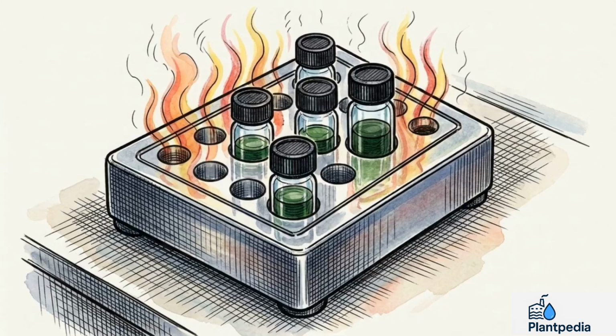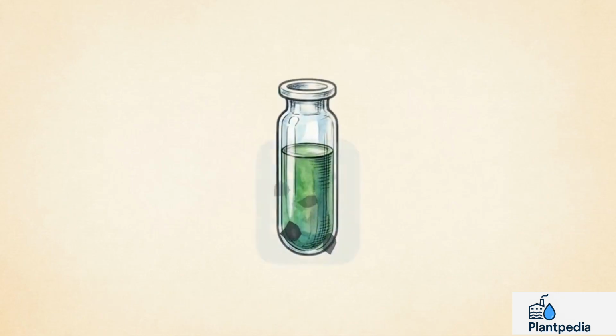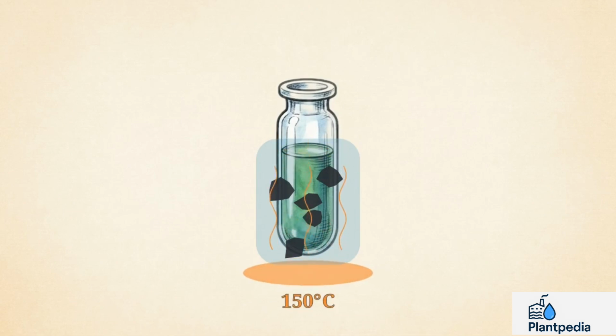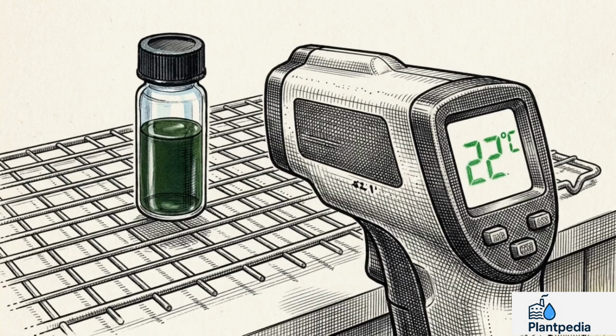Secure the cap tightly on the vial and place it into your COD digester. Set the mechanical parameters to exactly 150 degrees Celsius for a 2-hour cycle. Inside that vial, an aggressive reaction is underway. The extreme heat, combined with the strong oxidants, is systematically burning up every organic compound present. After the 2-hour digestion phase, turn off the heat. You must let the vial cool completely to room temperature before you attempt to take any measurements.